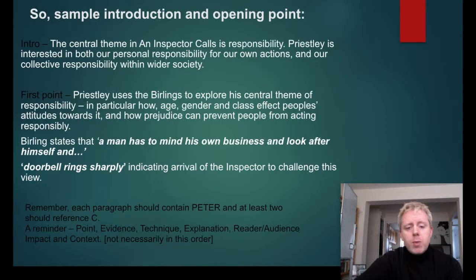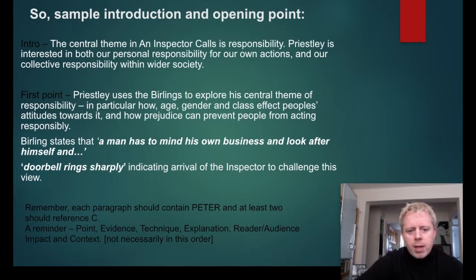From the examiners as well, the training that we get encourages students to write a brief introduction, setting out their ideas behind the answer to their question. So, sample introduction, opening point. The central theme in An Inspector Calls is responsibility. Priestley is interested in both our personal responsibility for our own actions and our collective responsibility within wider society. There's an example of an opening introduction you could have to this question.